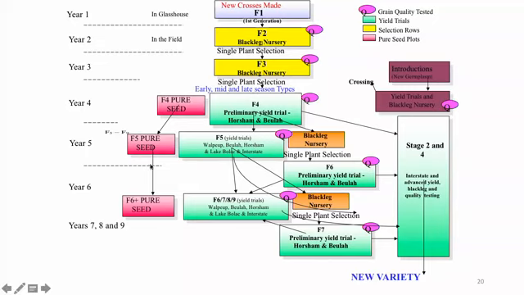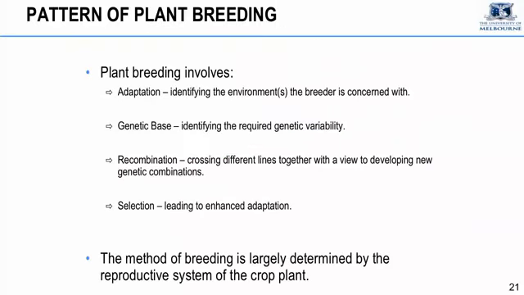And finally, you get sort of an F6, again, field trials, and year seven field. So when you get a new variety, you're probably going to be 10 years down the track. Just keep that in mind, because we're going to talk about it when we get into genetic modification, because one of the big advantages of genetic modification is to do that much quicker.